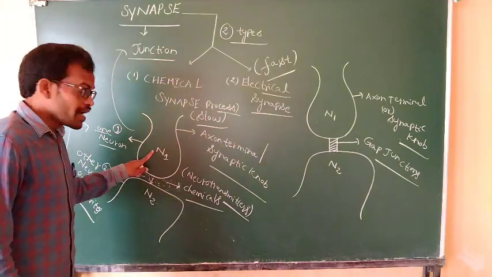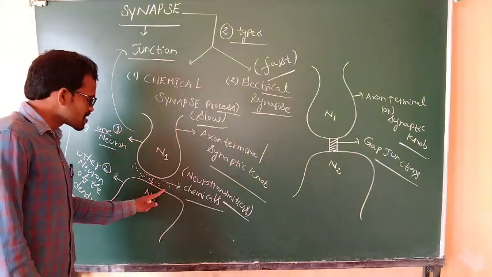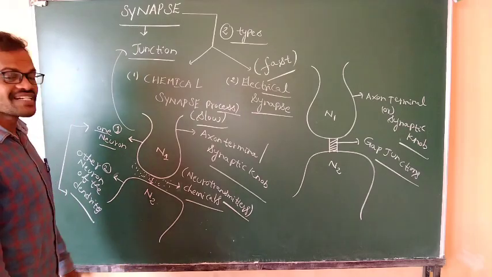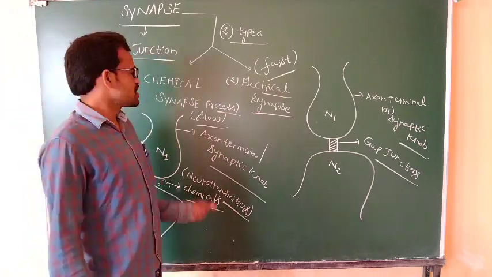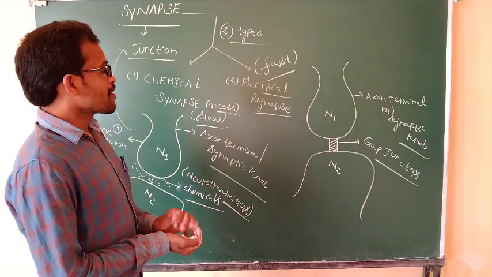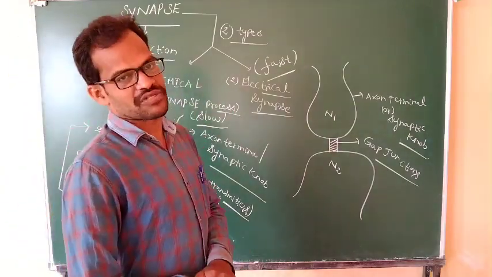Whenever this neuron releases the chemicals, these chemicals bind with the dendrites of other neurons. Again, they will communicate. This process is a very slow process, but this process is a very fast process.